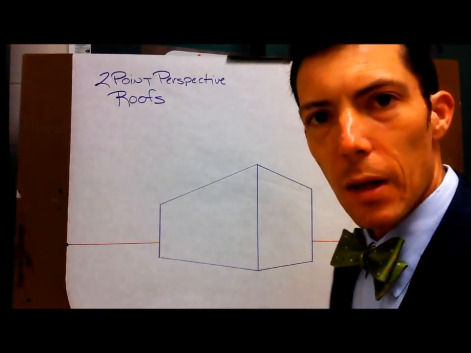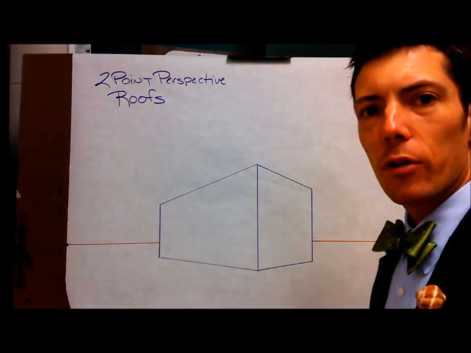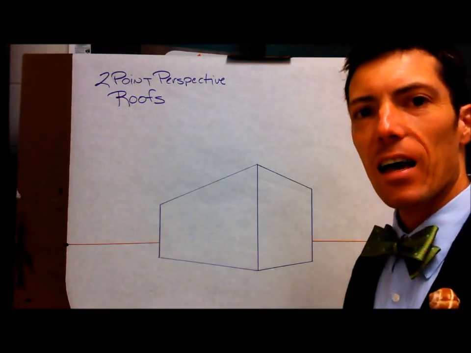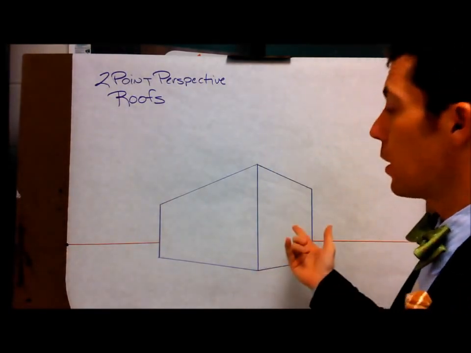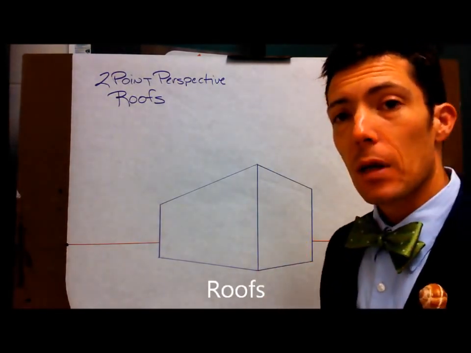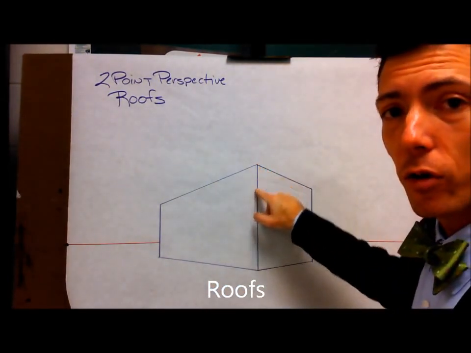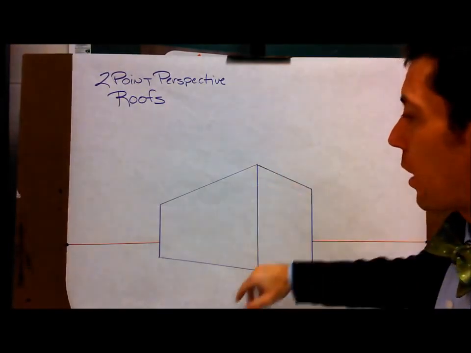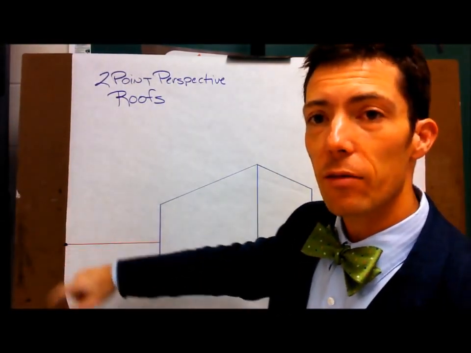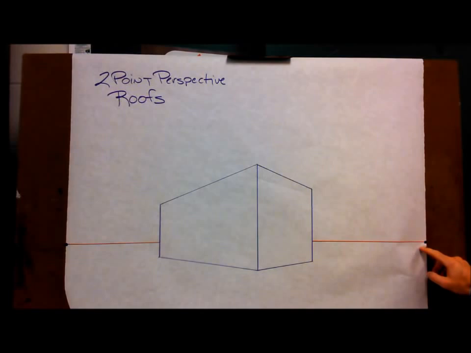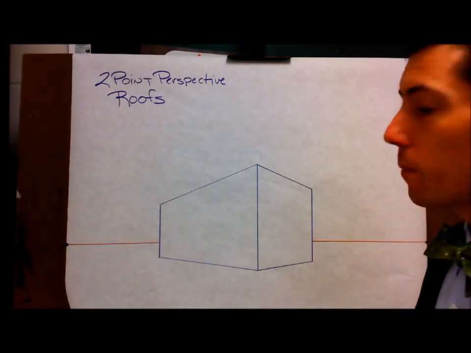I'm Mr. Korb. We are going to be dealing with two-point perspective today, and we're going to be building a roof on top of our building here. The first thing that we've got is our cube, which has our vertical line here and our two vanishing points, our left vanishing point, and over here our right vanishing point.